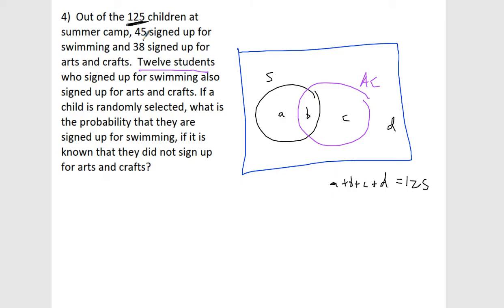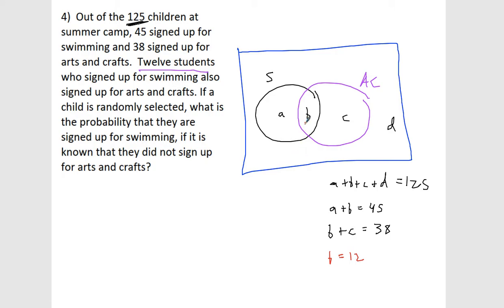And then it says 45 signed up for swimming. So together, A plus B has to be 45. So A plus B equals 45. I also know that 38 signed up for arts and crafts. That's B plus C. So B plus C equals 38. And then it says 12 students signed up for swimming also signed up for arts and crafts. So that tells us that B is 12.